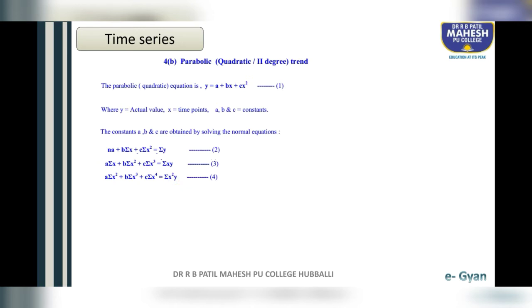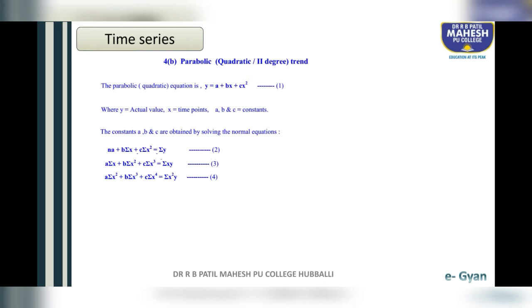Students, see here, in the fitting of straight line trend equation we find the constant values of a and b, and here in parabolic trend we have to find the constant values of a, b and c. So to find the constant values of a, b and c, we have to use these three normal equations. And one more important question, students.